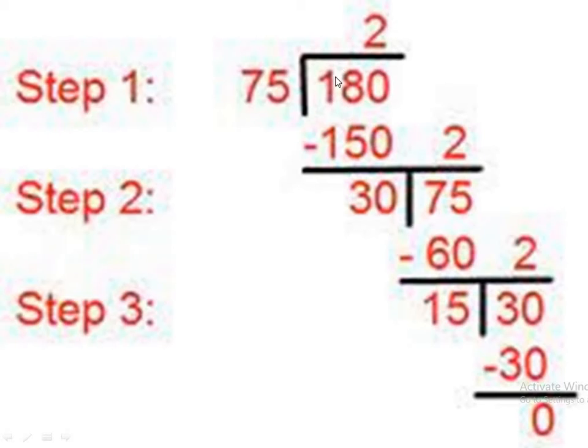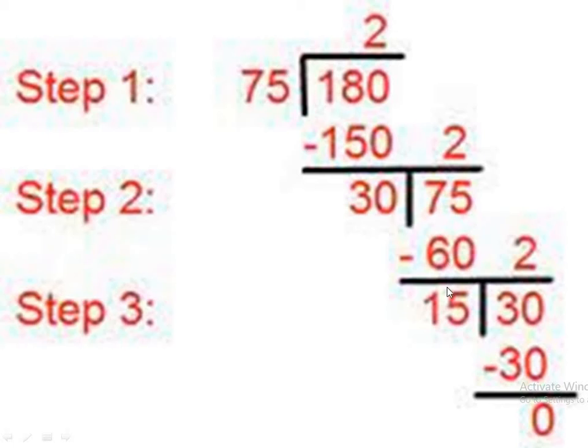So the bigger number will become the dividend and the smaller number will become the divisor, and we'll divide it. We'll get a remainder. Now in the next step, the remainder will become the divisor and the divisor will become the dividend. 75 was divisor earlier, now it is going to become the dividend, and the remainder which we are going to get after division in step 1, in step 2, that will become the divisor.